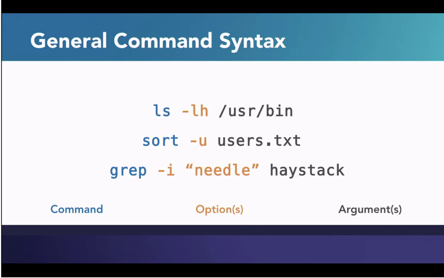Basically, a command is composed of three parts. The first part is the command itself. I will display the command in blue color. As you can see, ls, sort, grep, these are the commands. After the command I have a component called the option. Here I show ls -lh, -u, -i, this is called an option. And after that we have an argument. When we combine these pieces together, we have a good command structure. So we will see one by one what these are and how we can use them.